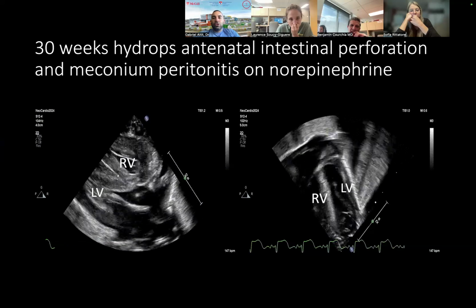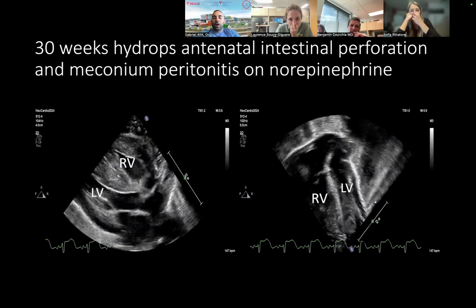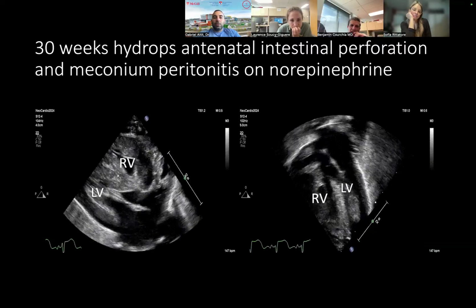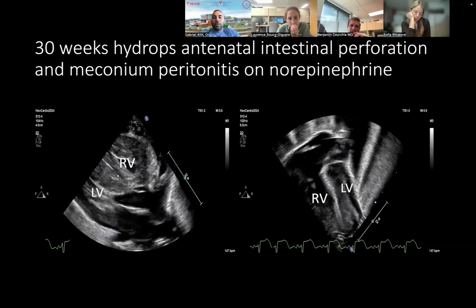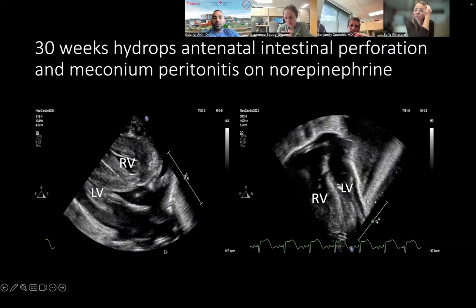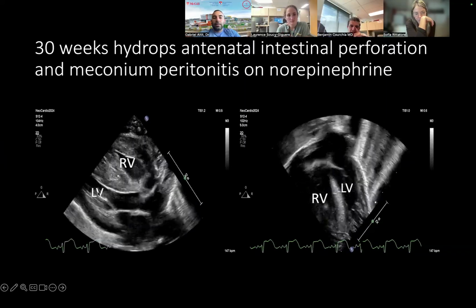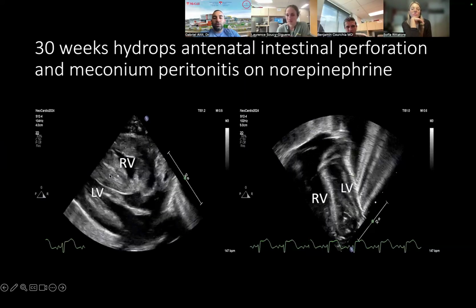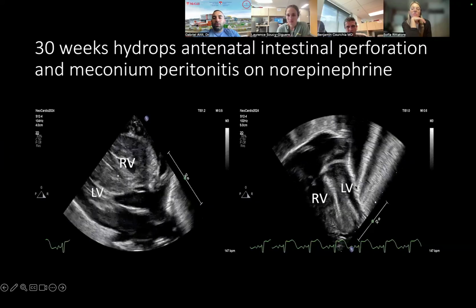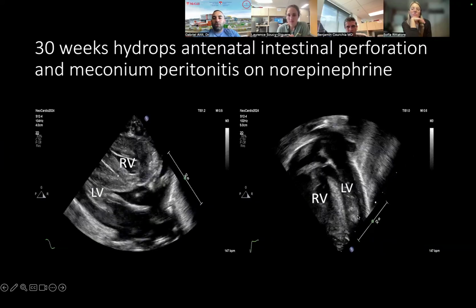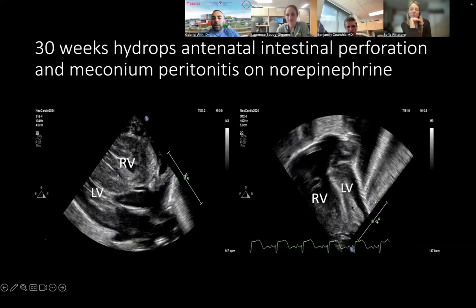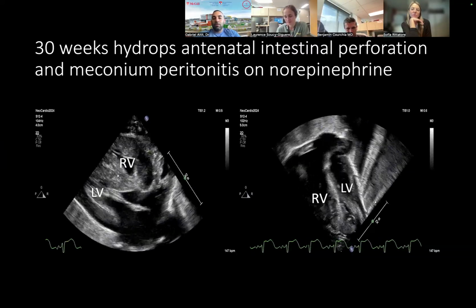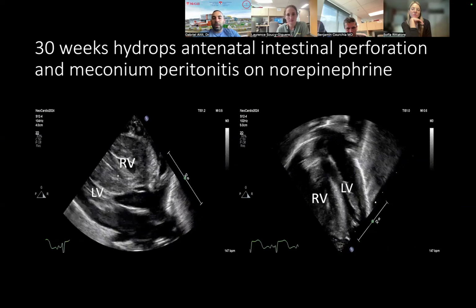This is an example of a patient who presented with hydrops and antenatal intestinal perforation with meconium peritonitis. And we were called because this patient was on norepi and, again, very hypotensive. And you can see that this kid has significant hypertrophy, and these walls in parasternal long axis are actually touching each other. And I don't know if you can appreciate in the apical view where there's almost no filling of this cavity. So we actually fluid resuscitated this baby, and norepi was gone within like 30 minutes.